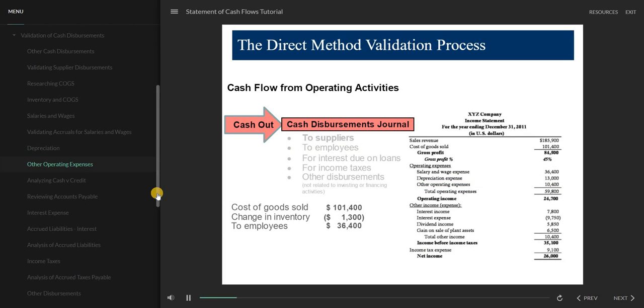On our income statement, we also see an expense line item called Other Operating Expenses for $10,400. This too reflects potential cash disbursements. Much like our other suppliers previously mentioned, this should be added to our equation.